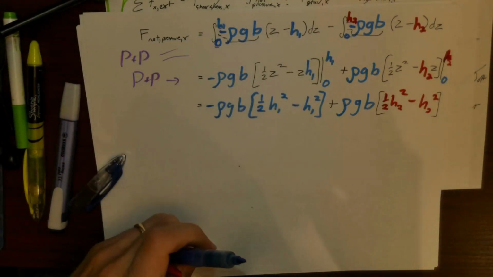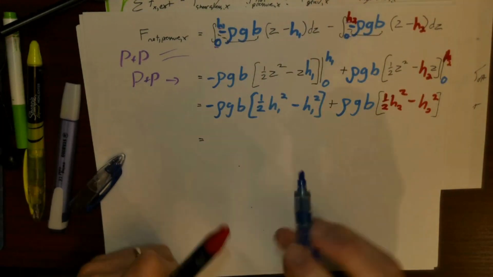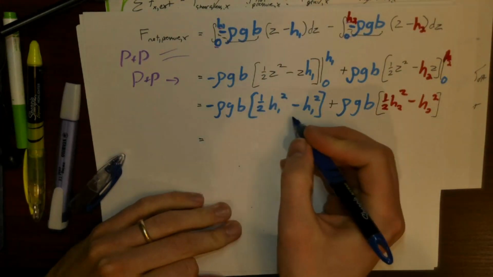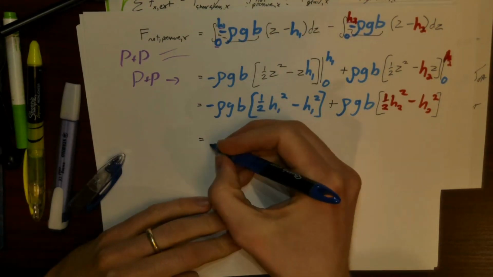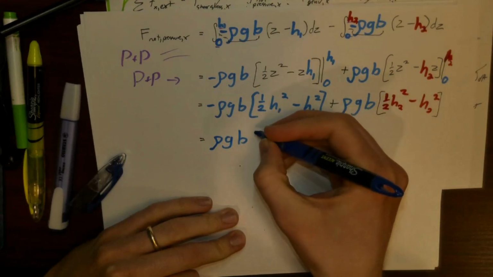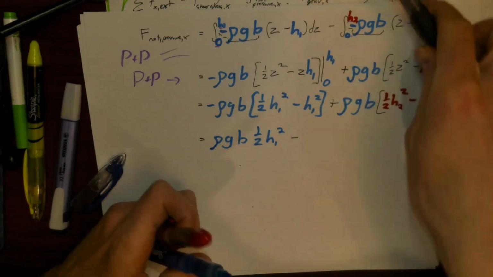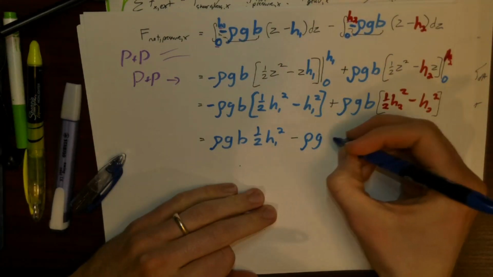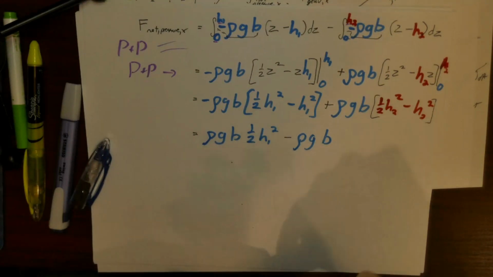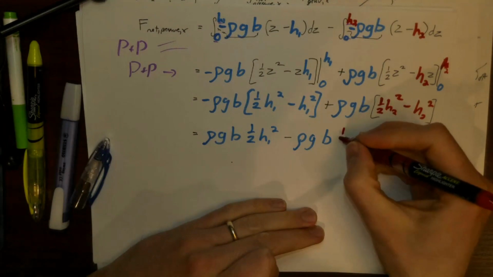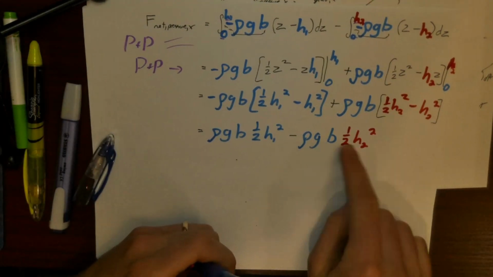These, we can work on these a little bit. And we basically get this 1/2 h1 squared minus h1 squared, and with the minus out front, we end up with rho g b 1/2 h1 squared minus rho g b h2 1/2 h2 squared. I guess 1/2 is a known constant, but you get my drift, right?